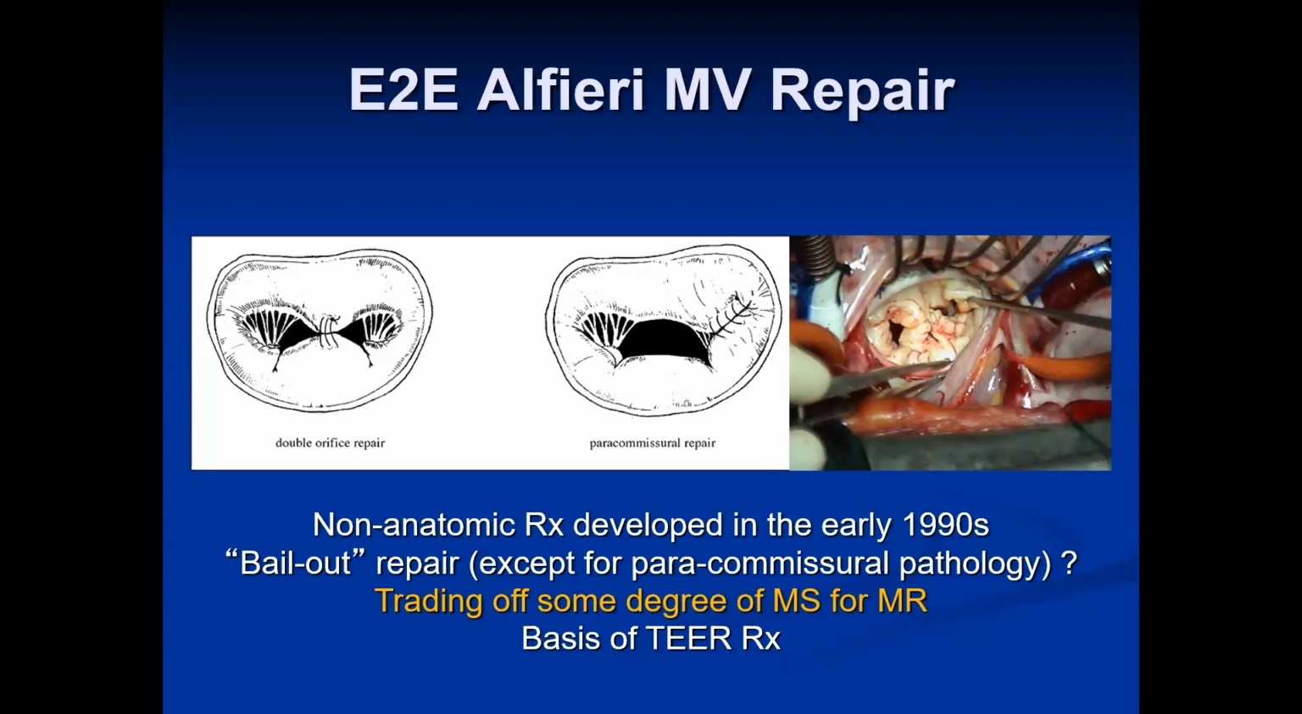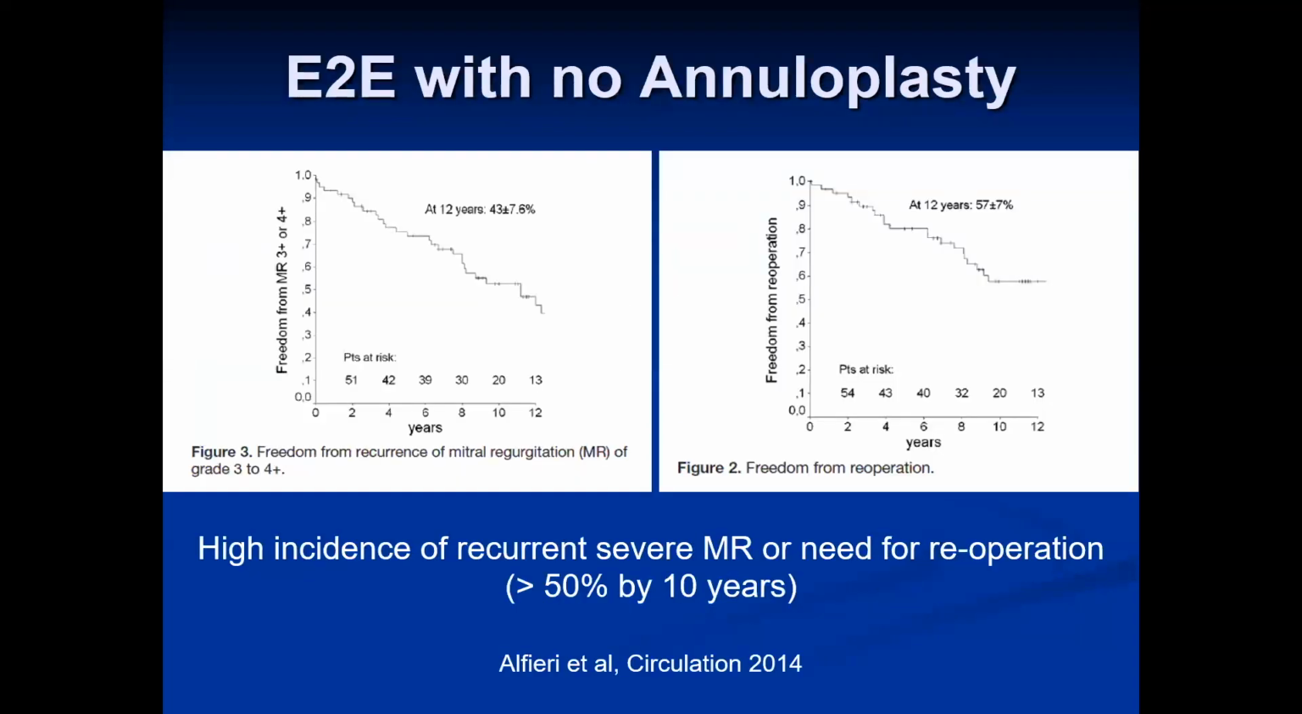But that said, to me, this is a secondary repair, and you're trading off some degree of mitral stenosis for mitral regurgitation. And it is the basis of the transcatheter edge-to-edge repair. But if you look at Dr. Alfieri's data, 5% of his patients did not get annuloplasty rings.